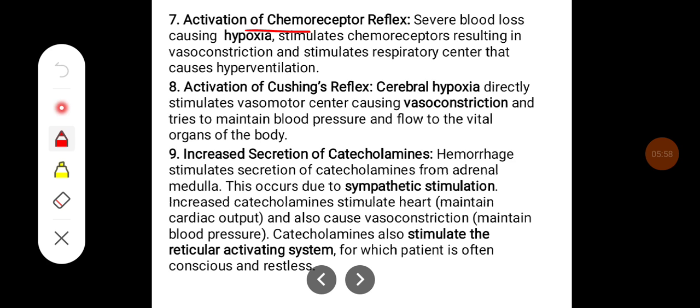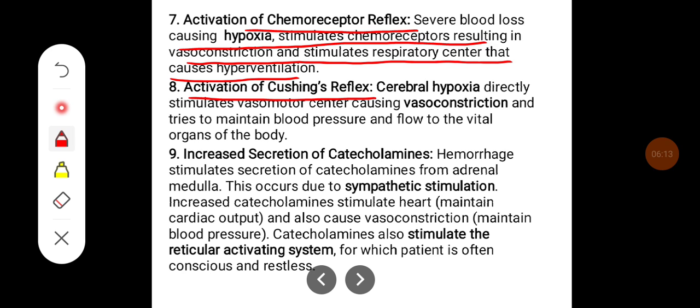There will be activation of chemoreceptor reflex. Severe blood loss causes hypoxia, stimulates chemoreceptors, resulting in venoconstriction, and stimulates the respiratory center that causes hyperventilation. Activation of Cushing reflex. Cerebral hypoxia directly stimulates the vasomotor center, causing vasoconstriction, and tries to maintain blood pressure and flow to the vital organs of the body.